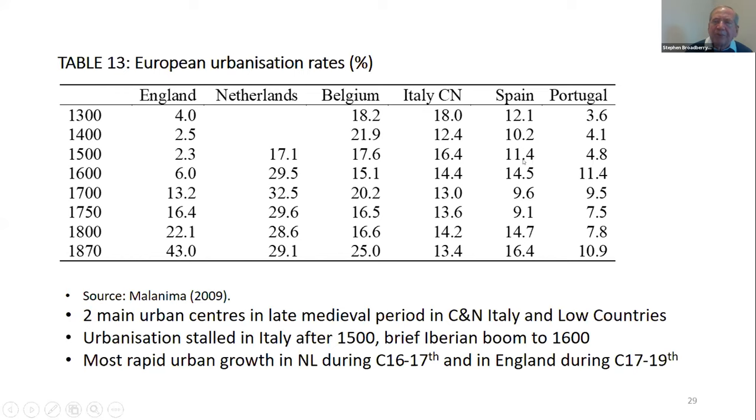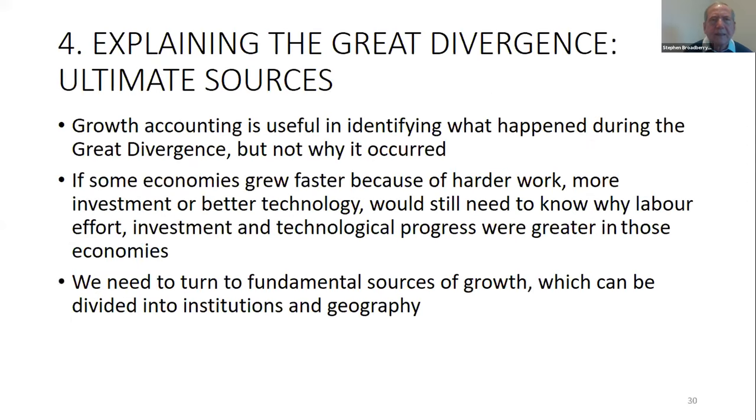Spain and Portugal, there's an early boost between 1500 and 1600 because they are involved in the discovery of the New World and the new trade routes to Asia. But then they go into decline as well. And it's Britain and the Netherlands again that have the latest surge in urbanization. So that's what I wanted to say about the proximate sources of growth.